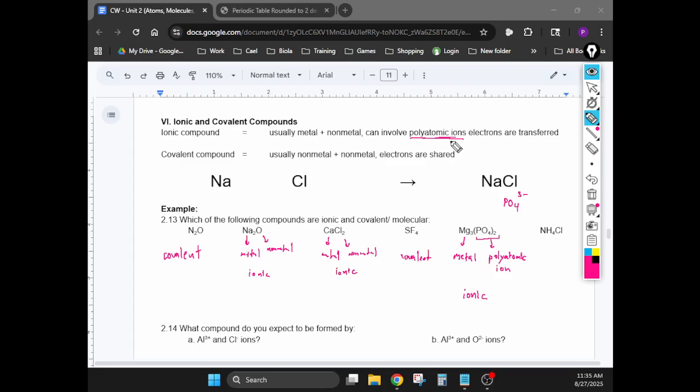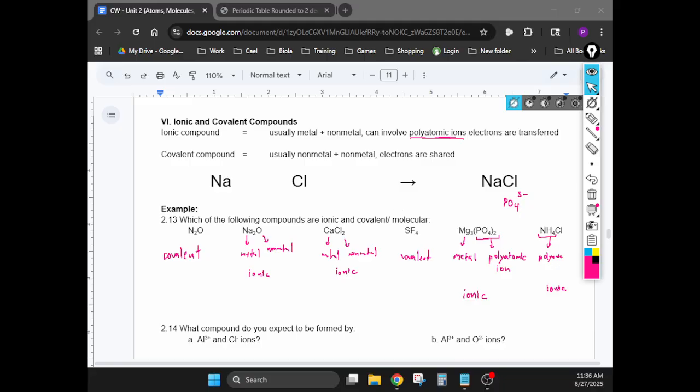All right, and then it kind of leads into the next one. The next one right here is NH4Cl. NH4 is also a polyatomic, so this is also going to be ionic. We'll talk more about polyatomics in just a second, but keep that in mind: if you have something that involves a polyatomic, it's going to be an ionic compound.